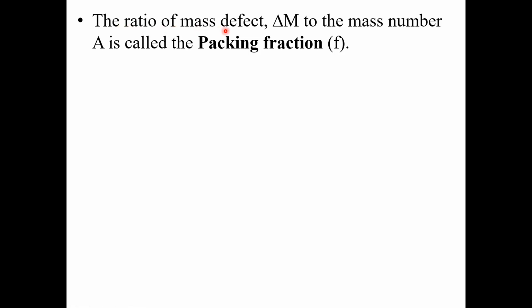The ratio of the mass defect, which we denote by delta M, to the mass number, which we denote by A, is called the packing fraction, which we denote by F. This is another quantity. So what is meant by the packing fraction? The packing fraction is the ratio of the mass defect, delta M, to the mass number, A.